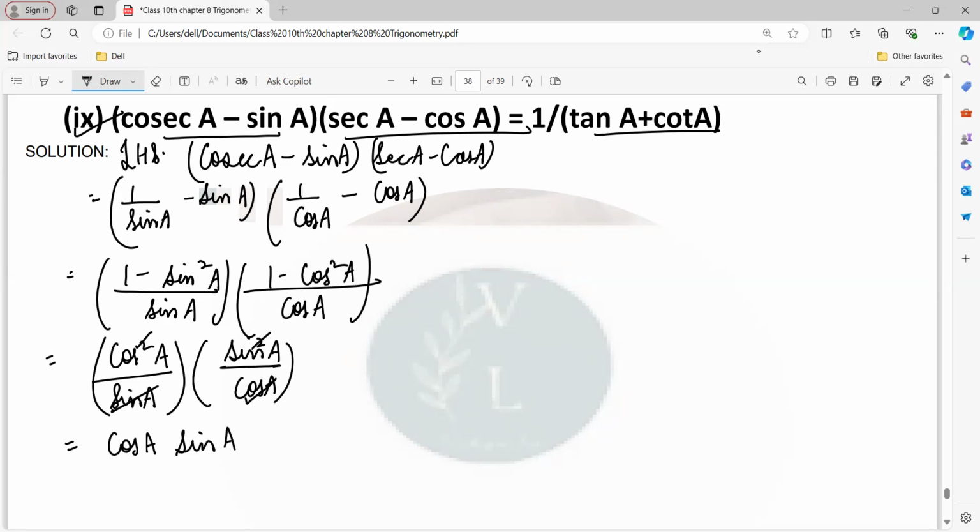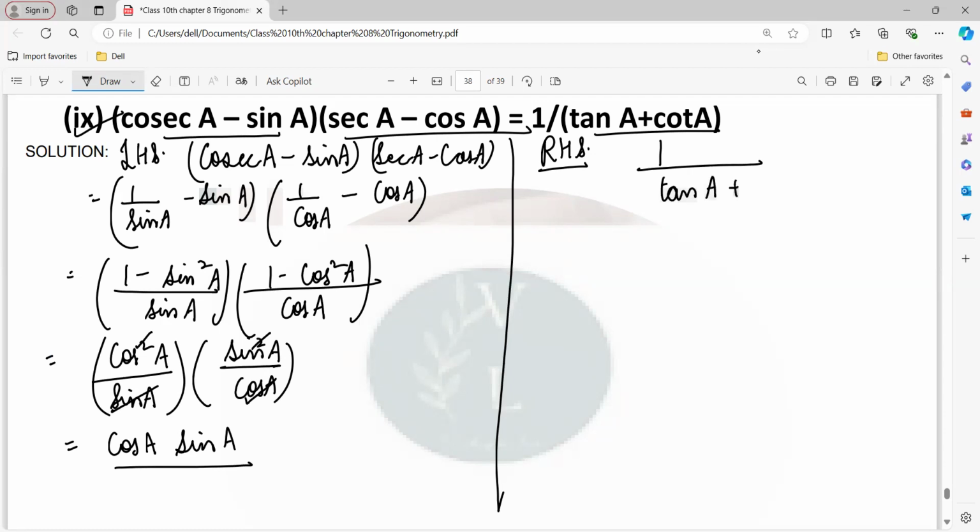But this is not equal to the right hand side. Okay. Now let's try to simplify the right hand side and let's see if we are getting cos A and sine A. So the right hand side we have is 1 upon (tan A plus cot A). Now tan A is equal to sine A upon cos A, and cot A is equal to cos A upon sine A.